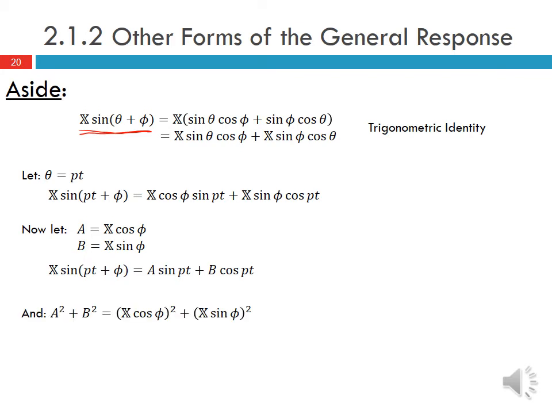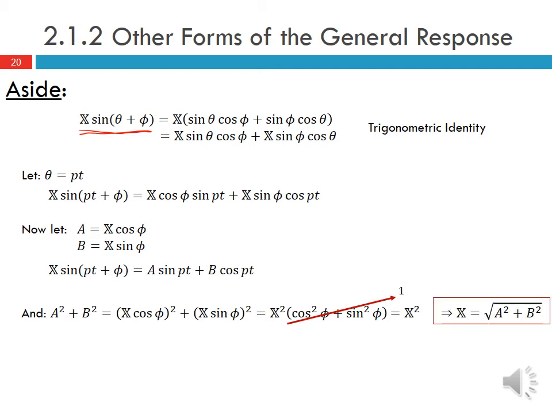And A squared plus B squared is equal to this expression, which we can simplify or rearrange. This goes to 1, cosine squared phi plus sine squared phi is equal to 1. So A squared plus B squared is just equal to X squared. So we see that X is equal to the square root of A squared plus B squared.